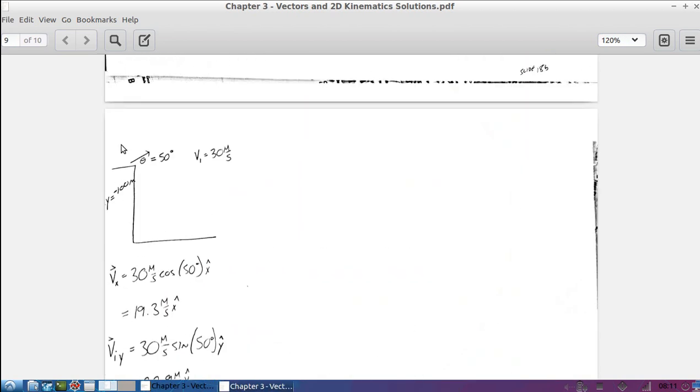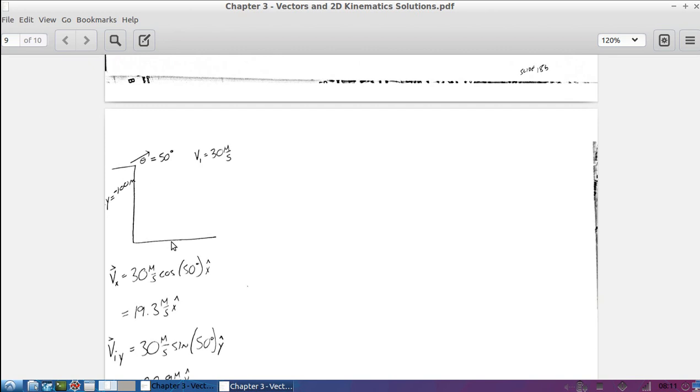So I've got an initial velocity, 30 meters per second. That's the magnitude. I'm still going to have to split it up into its x and y components. Theta is 50 degrees above the positive x-axis, so my velocity components are both going to be positive. My displacement is negative 100 meters. Remember, I'm starting from an initial position of positive 100 meters.